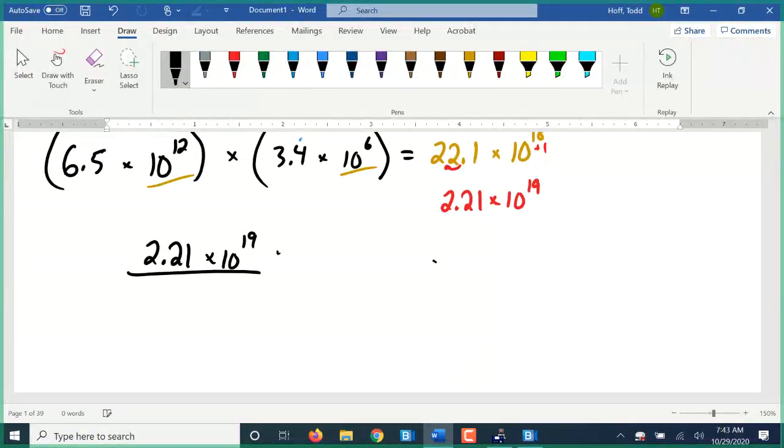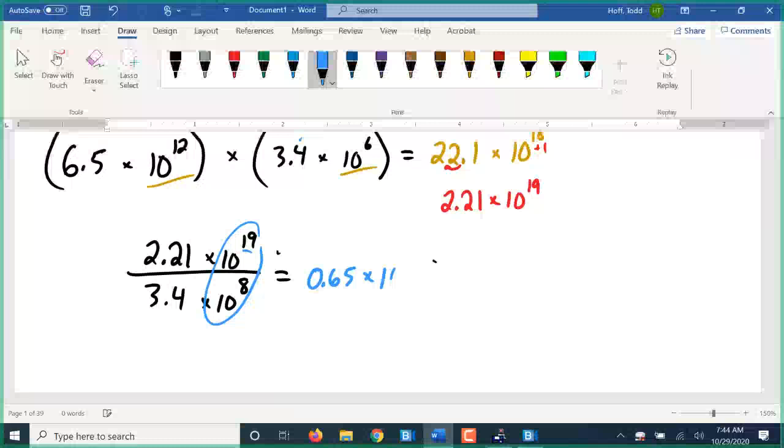I might have 2.21 times 10 to the 19th divided by 3.4 times 10 to the 8th. So I divide 2.21 divided by 3.4 is 0.65. I also combine the names. 10 to the 19th divided by 10 to the 8th. I'm subtracting powers here. 19 minus 8 is 11. That's 10 to the 11th.